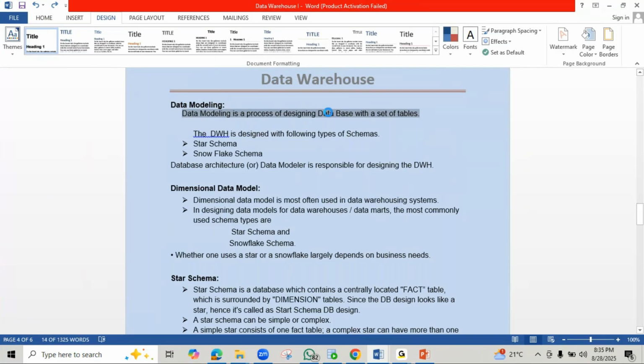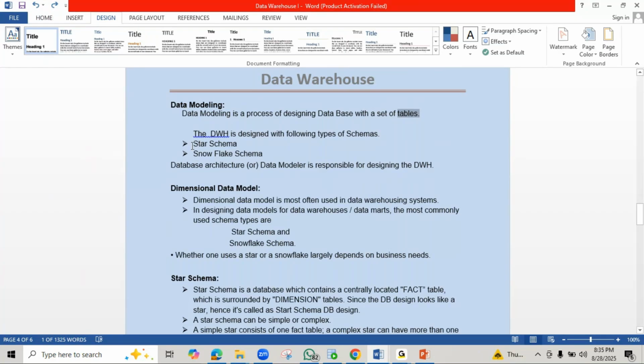It means, in one line, you can say data modeling is just a database with a set of tables. And in the data warehouse, two types of schema are used: star schema and snowflake schema. And all these schemas contain tables only. Here is one interview question: as an ETL tester, which schema are you using and why?